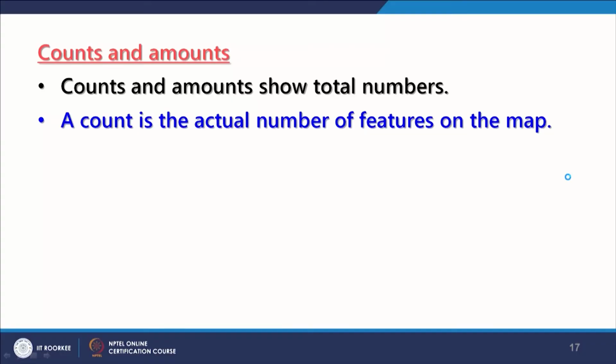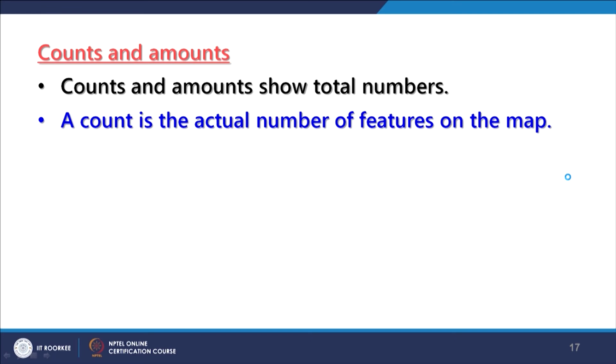Now the last kind of attributes which we have started handling in GIS in recent years is counts and amounts. It's not that complicated. It's quite simple: counts and amounts show total numbers. So there is a separate attribute which will store the information about total numbers, and the count is actually the number of features on a map.